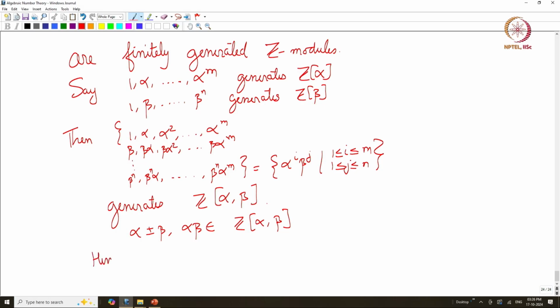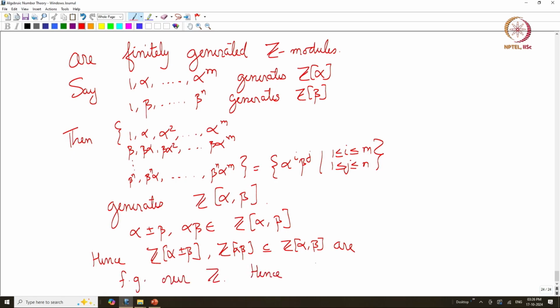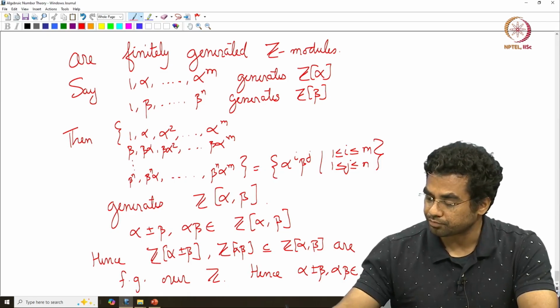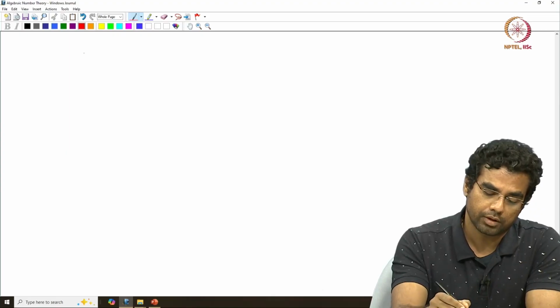So, hence Z[alpha plus minus beta] and Z[alpha beta], these are contained in Z[alpha, beta], are finitely generated over Z. Hence, by the result that we proved last time, they are also in O_K, they are also algebraic integers. Okay. So, we have proven that O_K is a ring.